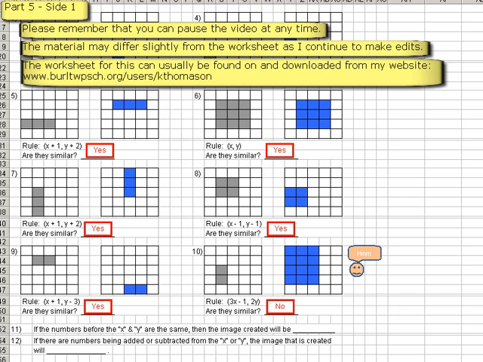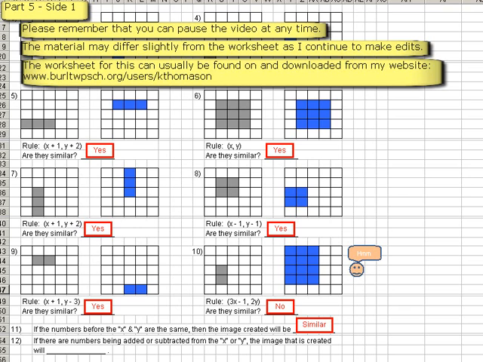Okay, number 11. If the numbers before the x and the y are the same, the image created will be similar.